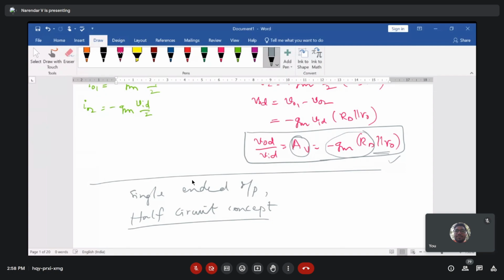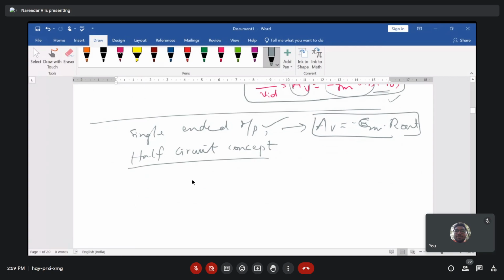Where you can apply the formula for the calculation of AV, which equals minus capital GM into R out. You apply this formula and you can analyze the performance of your single-ended output circuitry, and you will end up getting the expression for your AV. Okay. So with this, we can say that the analysis of your differential amplifier and its concept is almost discussed and analyzed, and there are some problems related to this differential amplifier, so you have to go through it. Okay. Now we'll talk about the current mirror circuit.